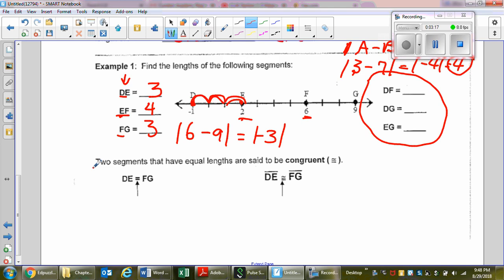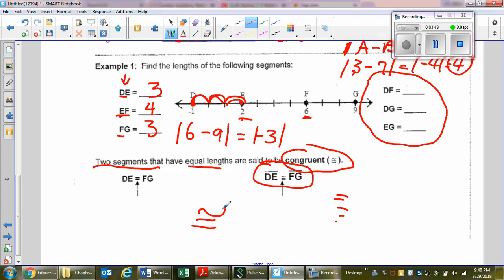The other definition we need to know is that two segments that have equal length are said to be congruent. In algebra, everything is equal, equal, equal: x equals this, y equals this. In geometry, when we're comparing segments, planes, or any polygon, we use the word congruent. The symbol is an equal sign with a wiggly line on top of it. That is the definition of congruent.